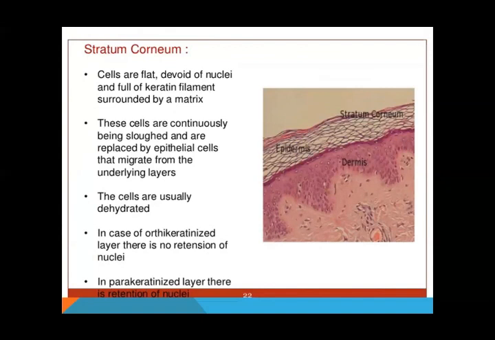Stratum corneum cells are flat, devoid of nuclei, and full of keratin filaments surrounded by a matrix. These cells are continuously being sloughed off and are replaced by epithelial cells that migrate from the underlying layers. The cells are usually dehydrated. In the orthokeratinized layer, there is no retention of nuclei. In the parakeratinized layer, there is retention of nuclei.